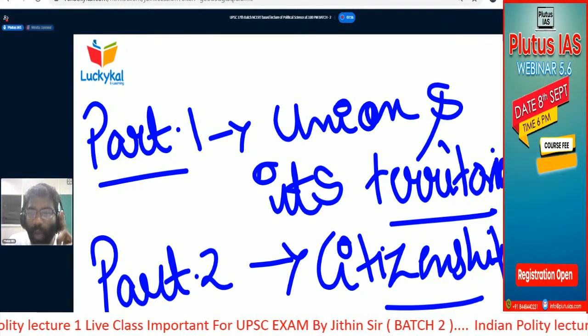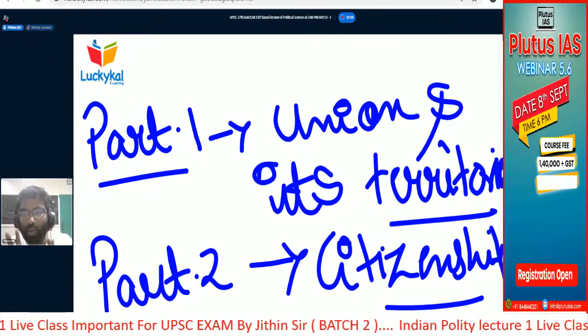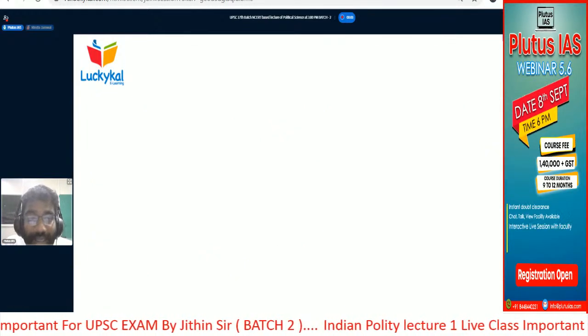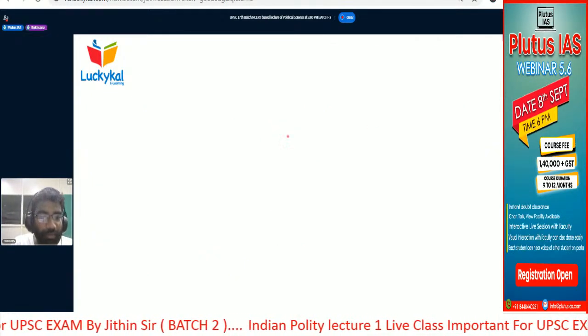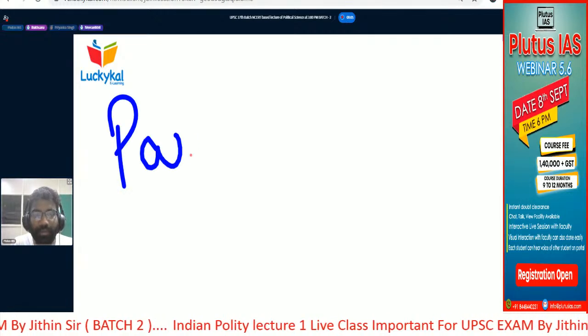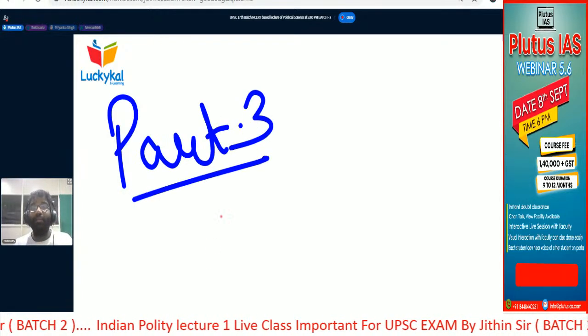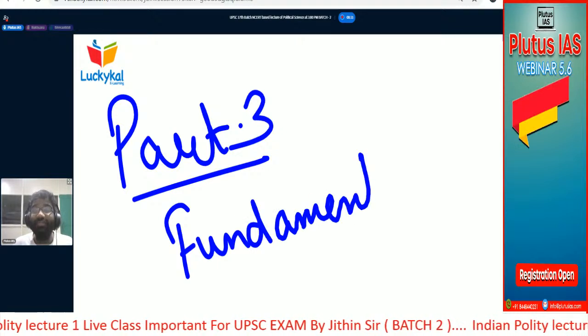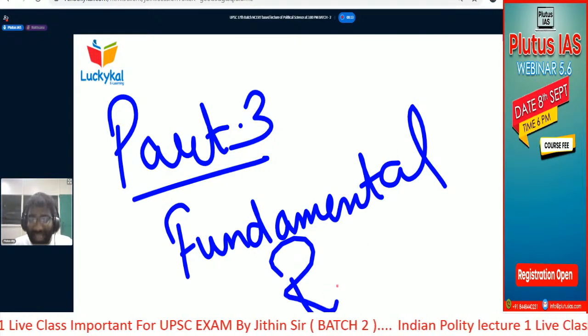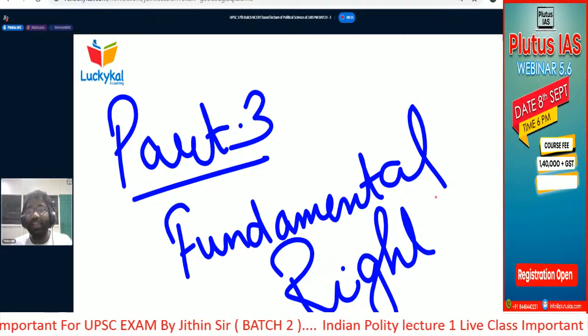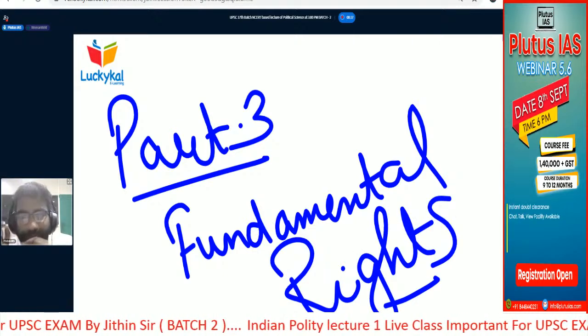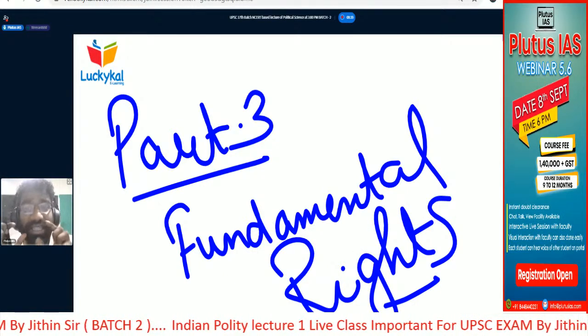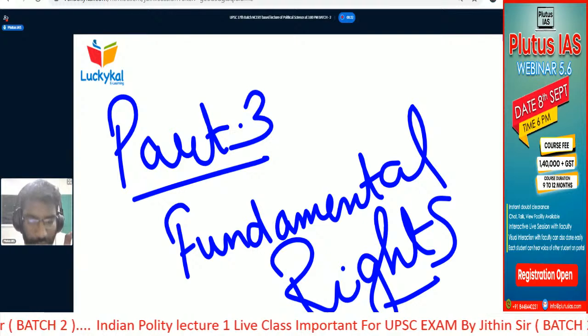Now, part 1 is the Union and its territories. Part 2 is citizenship. What is part 3 of the Indian Constitution? Fundamental rights. Very good. Part 3 of the Indian Constitution deals with fundamental rights. There are certain rights given to the citizens of India, and this is discussed in part 3.